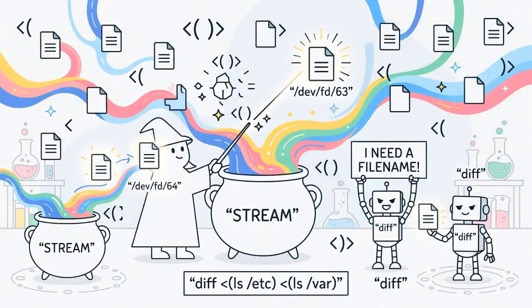Process substitution, written as <(command), runs the command and hands your program a file name like /dev/fd/63 that points to the command's output. This is the escape hatch when a program insists on a file path, but you only have a stream, for example when you want to diff 2 generated listings without writing temporary files.